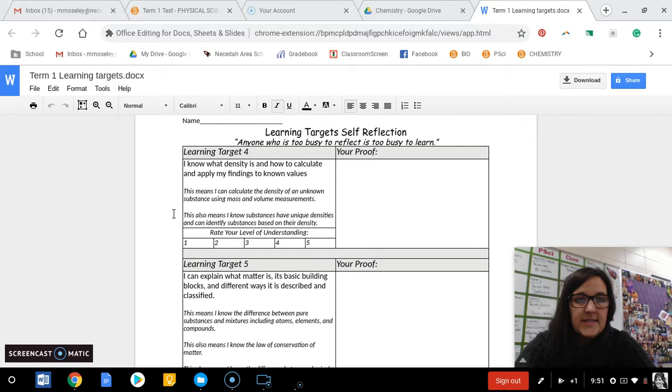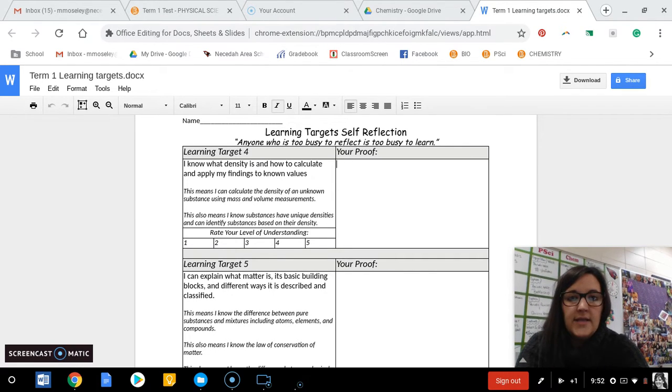Learning target 4 says, I know what density is and how to calculate and apply my findings to known values. And then it breaks it down into some more specifics. This means I can calculate the density of an unknown substance using the mass and volume measurements. This also means I know substances have unique densities and I can identify substances based on their densities. So what I'm going to do with that information is ask, what do I already know about density? Or what can I look in my notebook and find about density to put on my learning target sheet to be helpful for me when I'm taking my test on Tuesday?